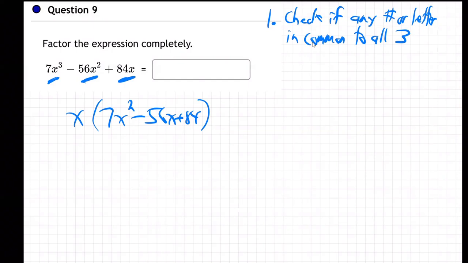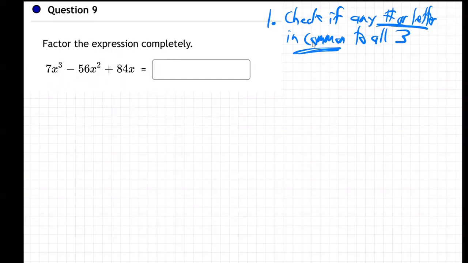Well, you think they all have an X in common? Yeah, they do, but they also have a number. You've got to get everything, numbers and letters, they have in common. They also have that 7. So we can't just say they have an X in common. That's not the whole story. That 7 goes into all three. Use your calculator, you'll see. They're all divisible by 7.